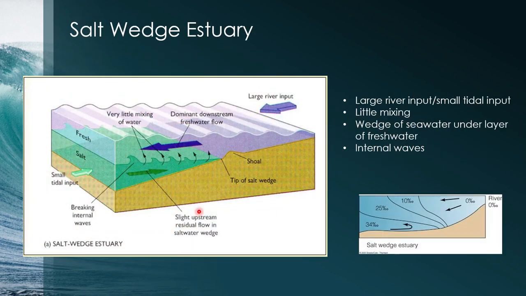So this is what we consider a salt wedge estuary. In a salt wedge estuary, we have a large river input, so lots of fresh water coming in. We have a small tidal input. So there's really more influence from the river than there is from the ocean.